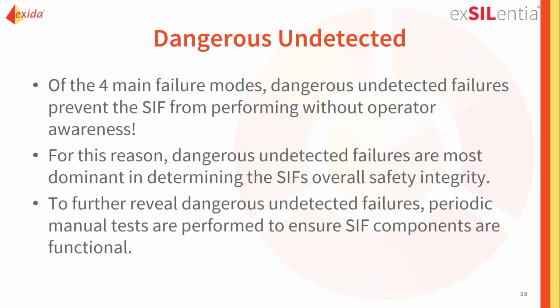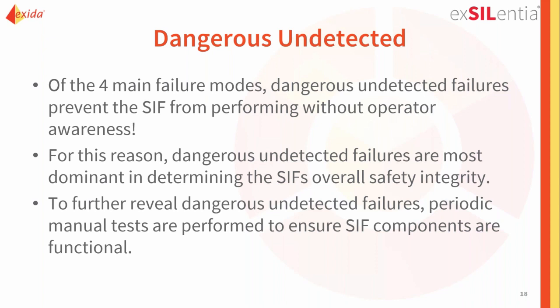Of those four categories, the dangerous undetected failures are the ones that we worry about most. Dangerous undetected failures are failures that will prevent our SIF from performing its intended function, and we don't know about it. Now, if we have a dangerous failure, obviously that's not good, but if we have detected that failure, then we can take action. We can perform a repair action. If we don't know that it has failed, then obviously the operator doesn't know, or the maintenance person doesn't know that something is wrong, and we would simply rely on the SIF, whereas it's not available.